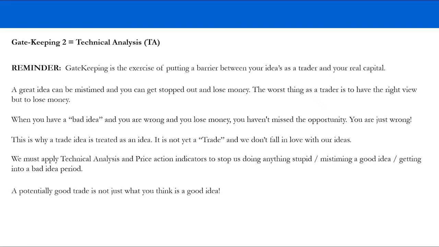And this is why a trade idea is treated as an idea only at this stage. It's not yet a trade. We don't fall in love with our ideas. What we have to do is apply technical analysis and price action indicators in conjunction with our commitment of traders reports to stop us doing anything stupid, so mistiming a good idea or getting into a bad idea, period.